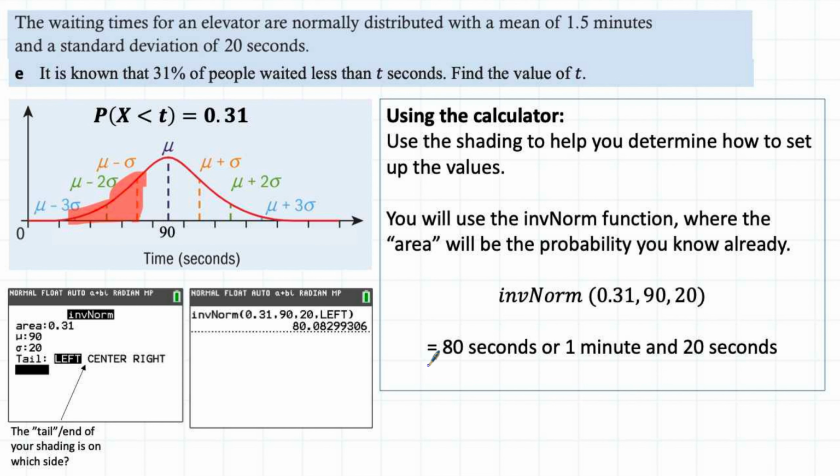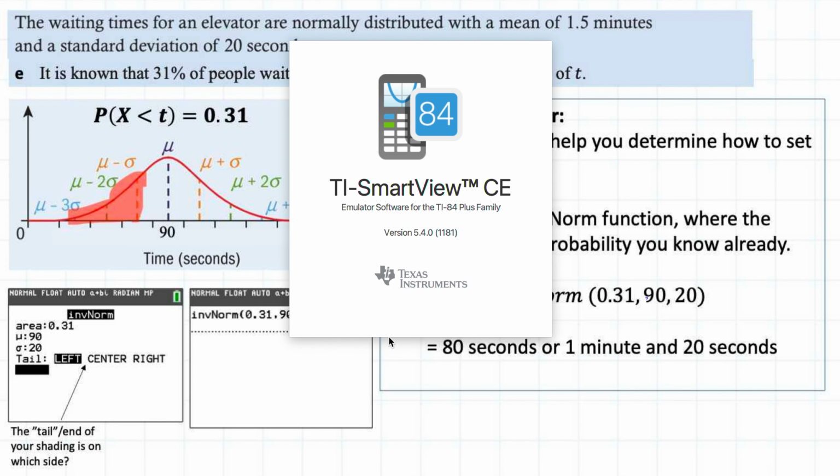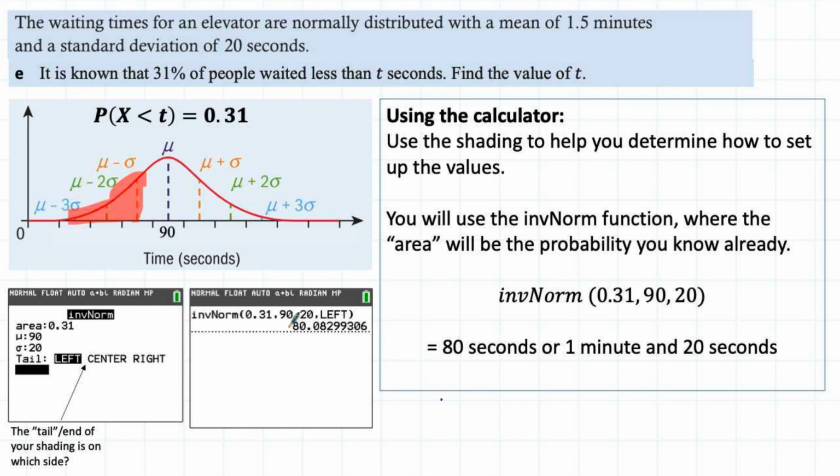And so I will shade to the left, and it's going to give me 80.08. Or if I simplify this, it's going to give me 1 minute and 20 seconds approximately. So exactly at 80 minutes here, and 1 minute and 20 seconds, the probability less than that is 0.31. And you can check your answer by substituting in.